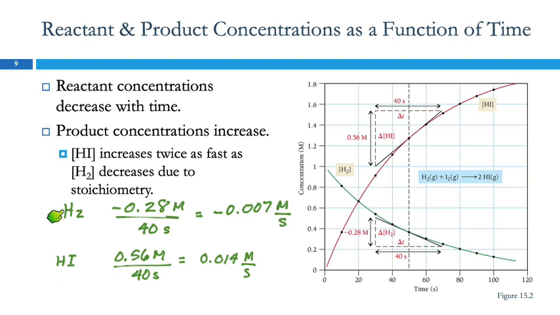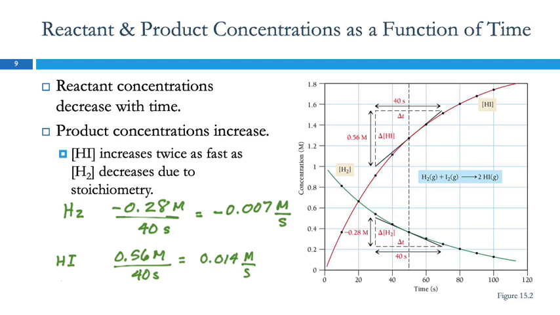So the rate at which this is decreasing and the rate at which this is increasing are related by the stoichiometry, the coefficients in the balanced chemical equation. The rate of this increasing is twice as big, right? So 0.014 and 0.007. So we need one rate for the reaction, because otherwise we have to say, well, we're talking in terms of this, in terms of that. It all comes down to the same thing.